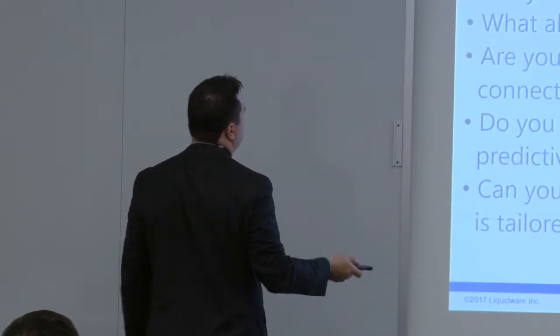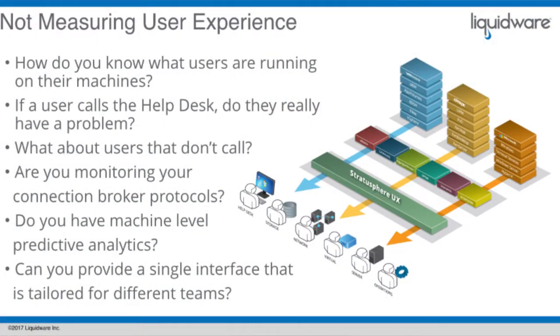How do you know what users are running on their machines? If they call the help desk, do they really have a problem? What about users that don't call? Are you monitoring your connection broker protocols? And I'm going to come back to this in a minute. Do you have machine-level predictive analytics? Can you provide a single interface that is tailored for different teams?